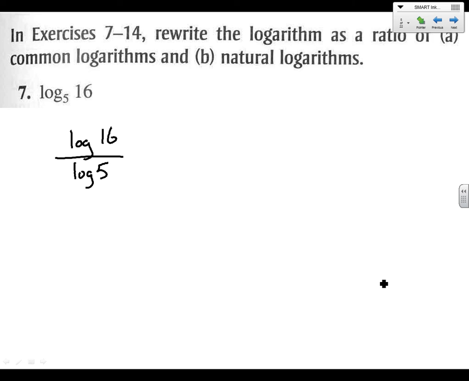You don't have to put the little 10 in there. The other way to say this is natural log of 16 over natural log of 5. And so for this problem, they just wanted us to rewrite them. That's all you have to do for this problem.